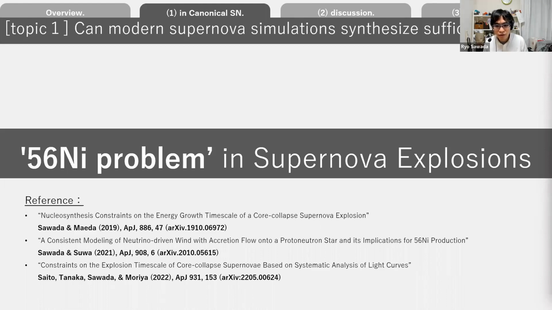And here, I will now discuss the 56 nickel problem in supernova explosions, which is the main topic of today's discussion. The short explanation for this problem is whether modern supernova simulations can synthesize enough nickel or not. And my opinion is no.